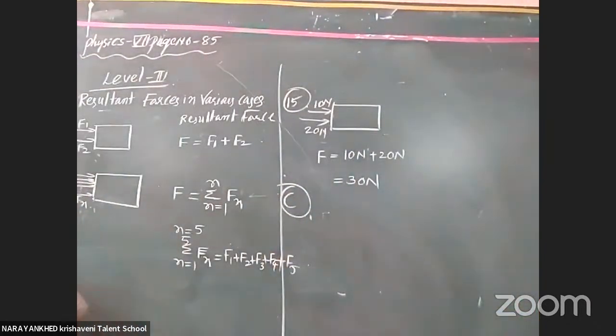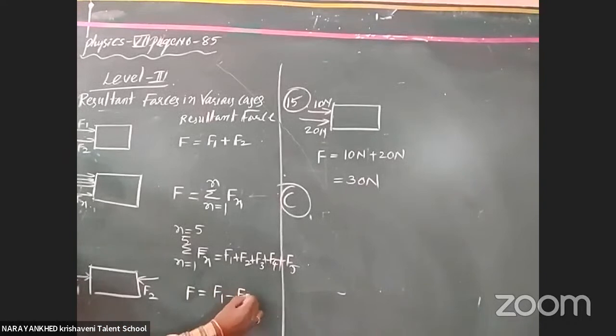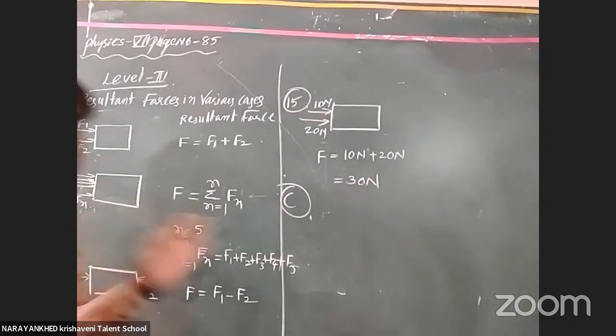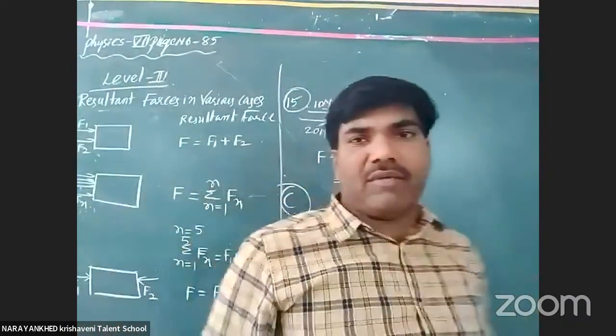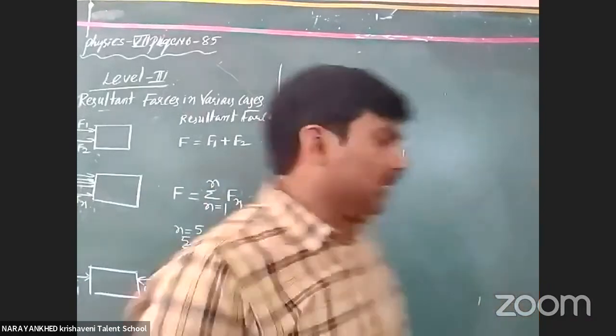Got it? It is the third one. Third is nothing but what here I have taken another one opposite. Clear or not? One is F1, another one is F2. The resultant force F is written as F1 minus F2. Clear or not? When the forces are in opposite directions, you take the difference, as they are opposite to one another. Got it or not?